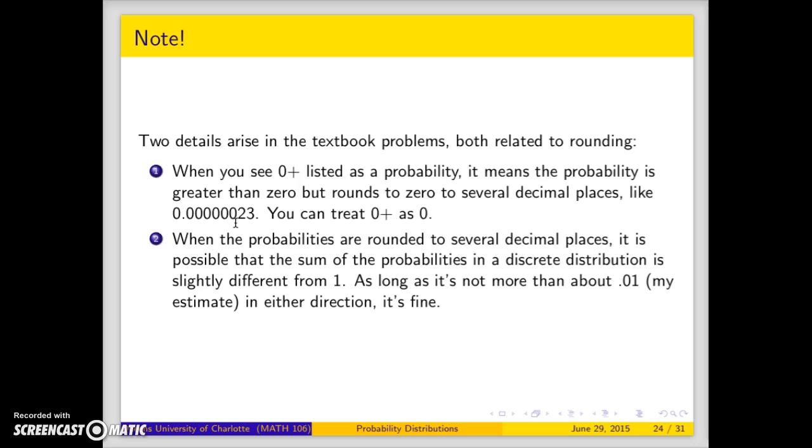Another thing is when the probabilities are rounded to several decimal places, it is possible that when you sum up the probabilities, they would be just slightly off from 1. As long as it's not more than about 0.01 in either direction, it's okay. If it's 0.5 off, you know you're doing something wrong, or it's not a valid probability distribution.